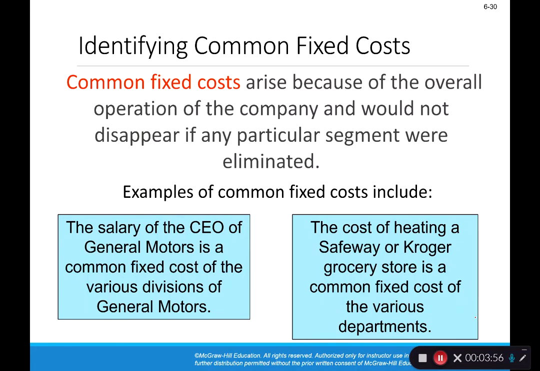The cost of heating at a Safeway or Kroger grocery store is a common fixed cost of various departments within the store. If you get rid of the produce department, you don't get rid of the overall heating costs for the store itself.